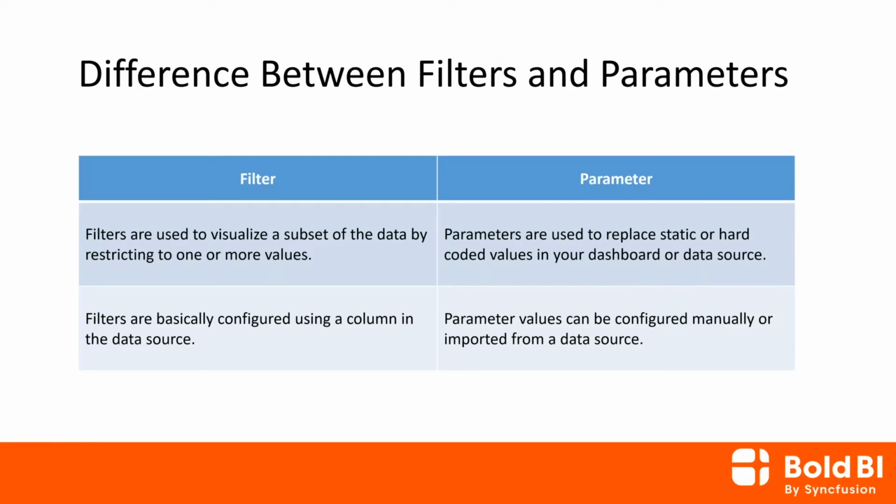First things first, there is often a misunderstanding between filters and parameters. Let's see the difference between a filter and a parameter. A filter is basically created using the column that you have in your data. Often you restrict the values of a column or field, and you'd like to visualize the data with only some specific set of values to get a more in-depth understanding of the data that you have. So that's when you use a filter. And a filter is basically configured using the column or field that you have in your database or whatever data source you use to build the dashboard.